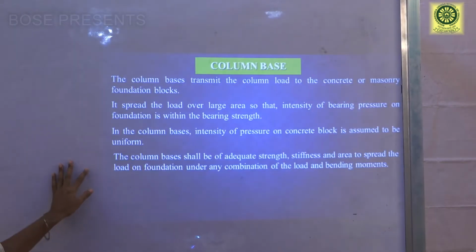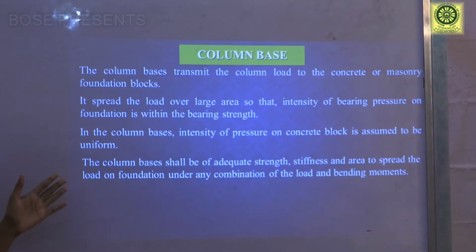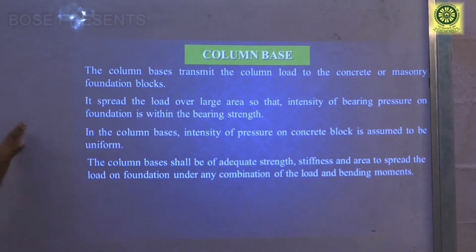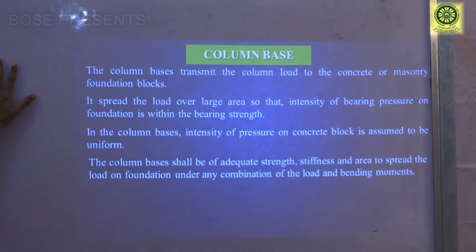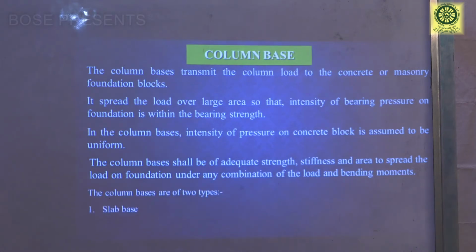Then the column base should have adequate stiffness, so that it can sustain every kind of load, like axial load or a combination of axial load and bending moment. It is of two types. One is slab base and another is gusseted base.